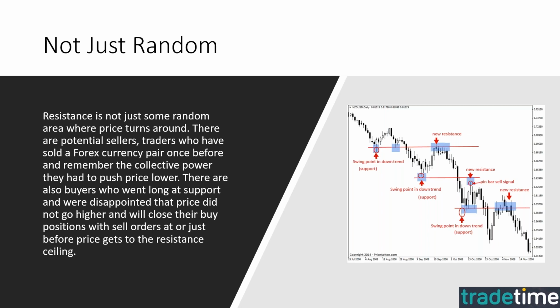Resistance is not just some random area where price turns around. There are potential sellers, traders who have sold a currency pair or an asset once before and remember the collective power they had to push the price lower. There are also buyers who went long at support levels and were disappointed that the price did not go higher, and will close their positions with sell orders at or just before price gets to that resistance ceiling. So they're the ones creating the ups and downs, the peaks and the valleys.